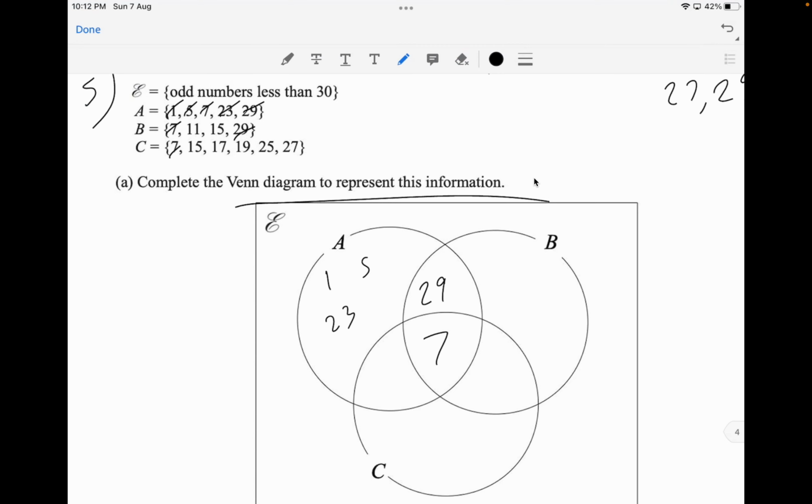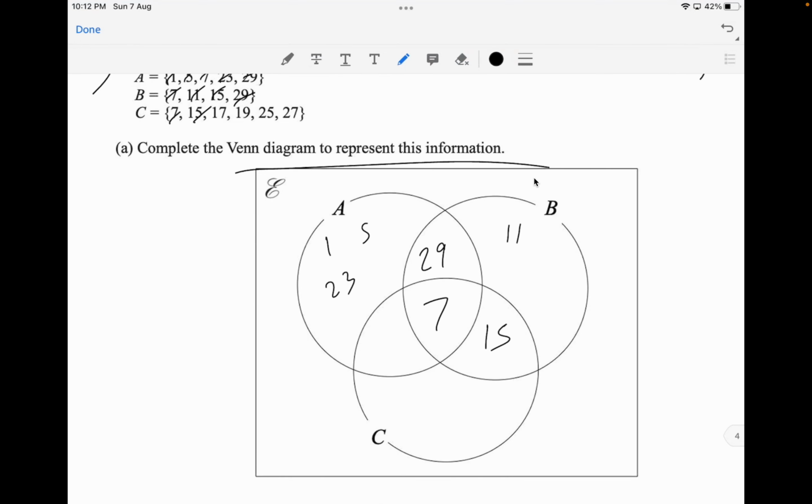And in the circle of B, you have 11 and 15. 15 seems to be in both set B and set C, so we're going to cross that out as well. So yeah, cross them all out. And the rest seems to be just 17, 19, 25, 27. You're going to leave it as it is and cross all of them out.